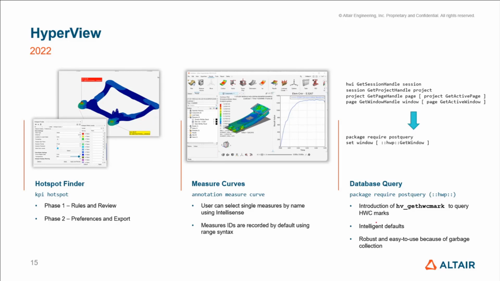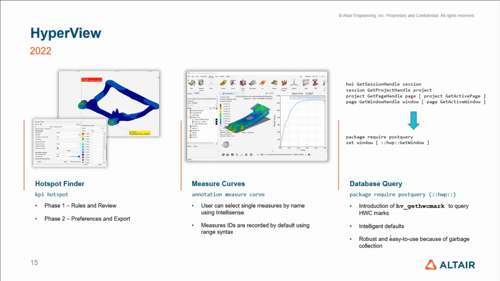It comes with intelligent defaults. You can see directly on this line, I'm getting a window handle, but I don't have to specify the page. I don't have to explicitly say that I want the active window handle. It's all there. That's the assumption, right? If you want to define those specifics, you can, but the defaults are there to save you time.